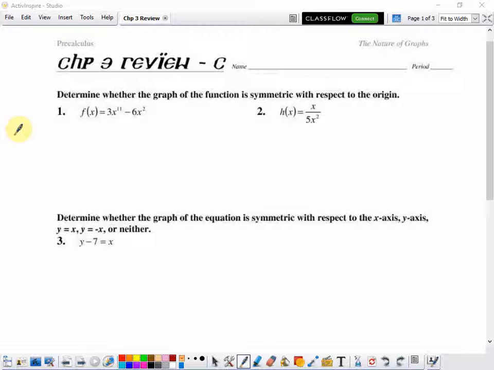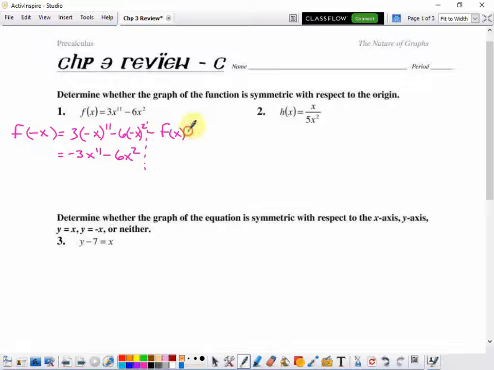So here's how you algebraically find out. You test, does f of the opposite of x equal the opposite of f of x? F of the opposite of x is 3 times negative x to the 11th power minus 6 times negative x squared. An odd power will not cancel out all of the negatives, so this is going to be the same as negative 3x to the 11th minus, and this is an even power, so it will cancel out this negative. However, this one is not canceled out, so we have minus 6x squared.